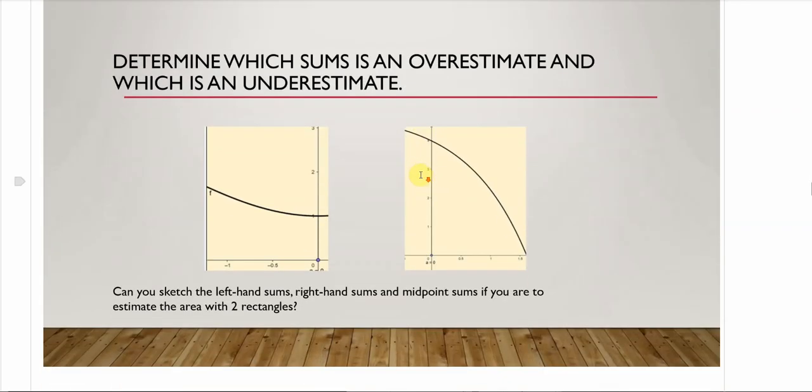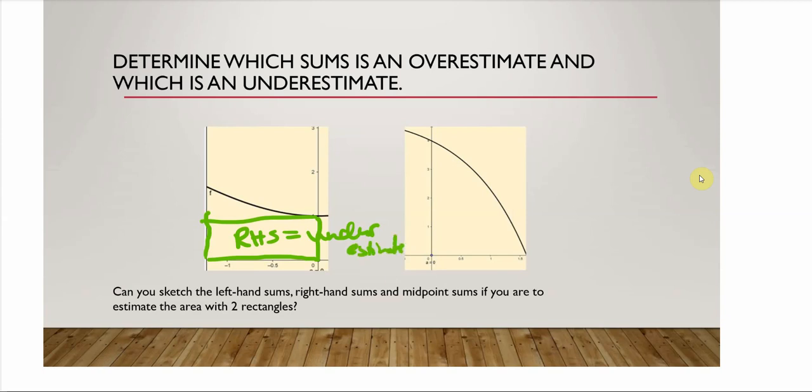Okay. So in this one, can you estimate whether the left-hand, the right-hand, and the midpoint are going to be an underestimate or an overestimate? All I have to do is, instead of trying to do 50 rectangles, just do one big fat rectangle right here. So if I use the right side, this guy right here, he's a right-hand estimate, and the right-hand estimate is going to be an underestimate.